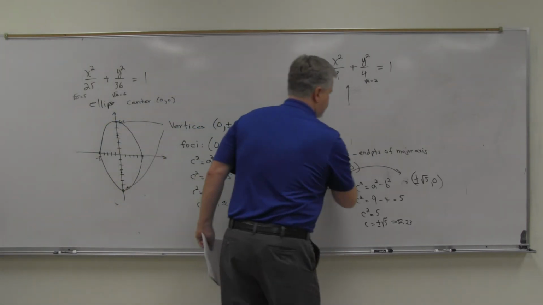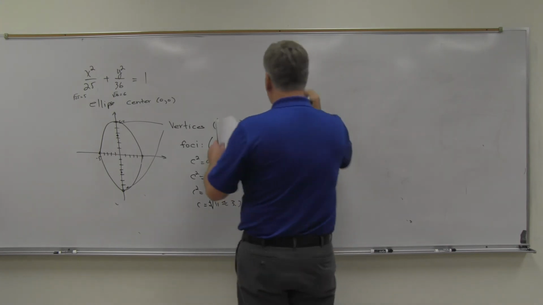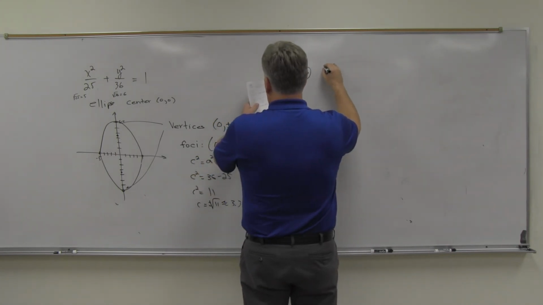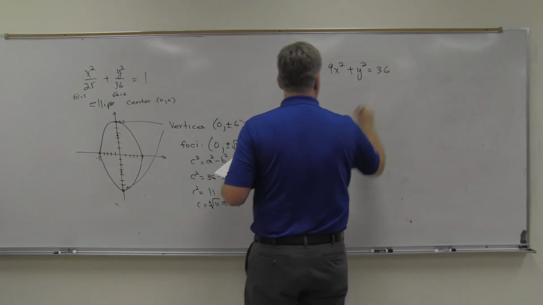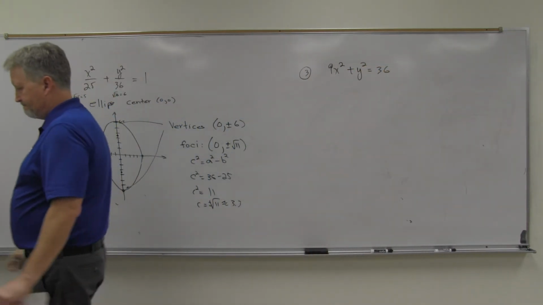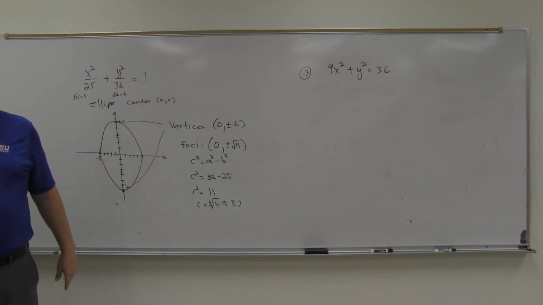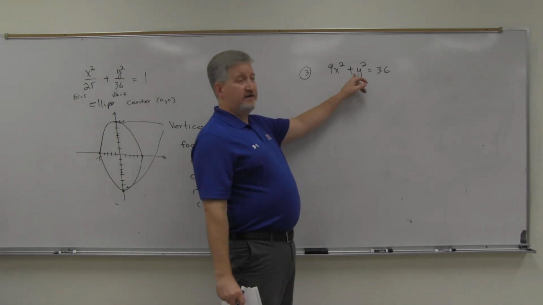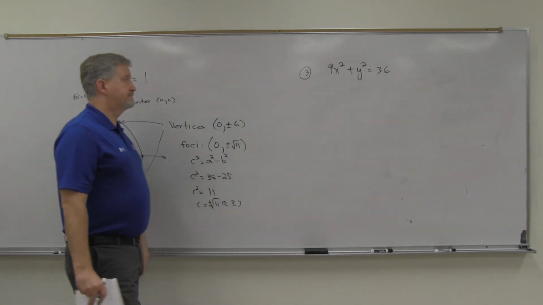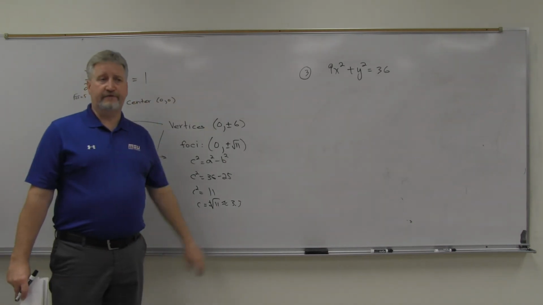One more ellipse, and we'll work on the hyperbolas just a little bit. All right, so number 3: 9x squared plus y squared equals 36. A couple of things. What shape is that? Why is it not a circle? You got a 9 here. If you had a 9 here, we might be thinking circle. It's not a circle because of the 9.